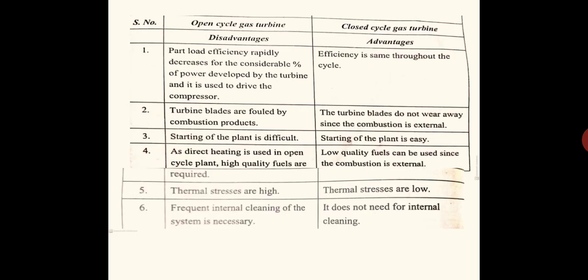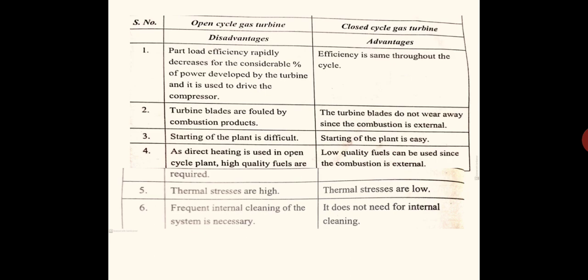Now reverse, the disadvantages of the open cycle and advantages of the closed cycle gas turbine. Part load efficiency rapidly decreases for the open cycle, since a considerable percentage of the power developed by the turbine is used to drive the compressor. In the closed cycle, efficiency is the same throughout the cycle. See, in case of part load operation, the efficiency will be less for the open cycle, whereas in the closed cycle, whether it is part load or full load, whatever the condition, the efficiency remains constant. Then turbine blades are fouled by combustion products, whereas in the case of closed cycle, there are no such issues.